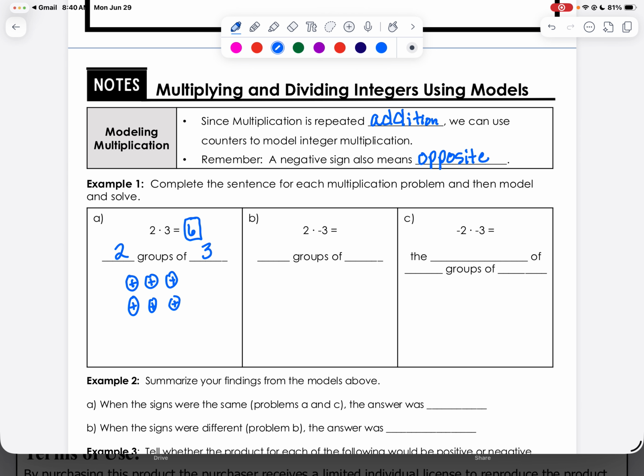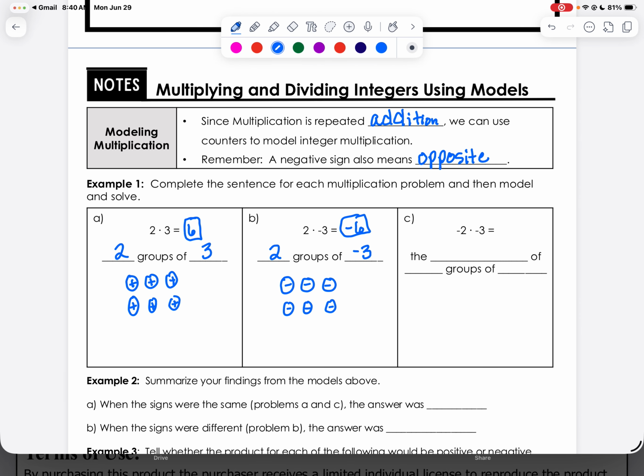Problem B, we have 2 times negative 3. So this literally means 2 groups of negative 3. So this time I'm going to make 2 groups of negative 3. And that would be a total of negative 6.